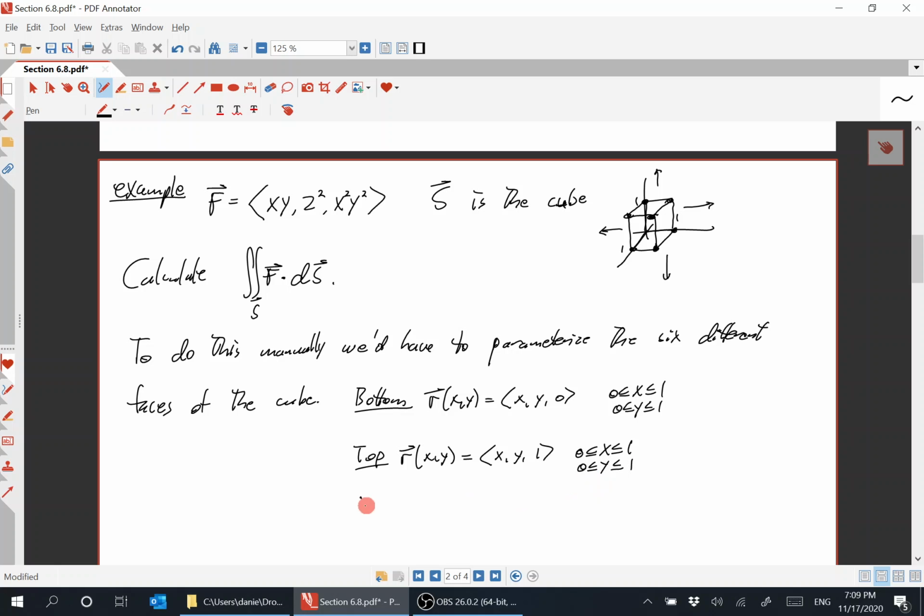The front face, right, what's that? The front face is, well, let's say the back face.